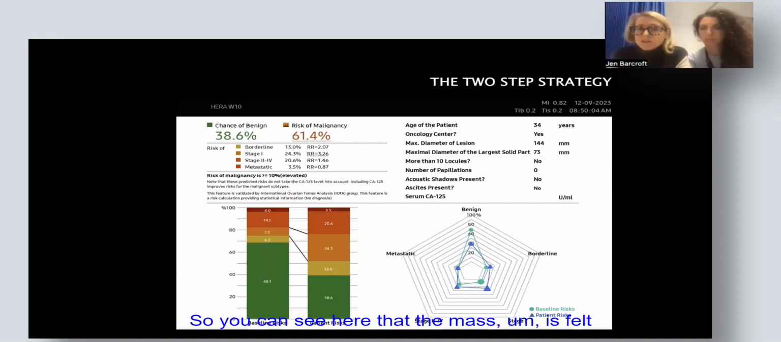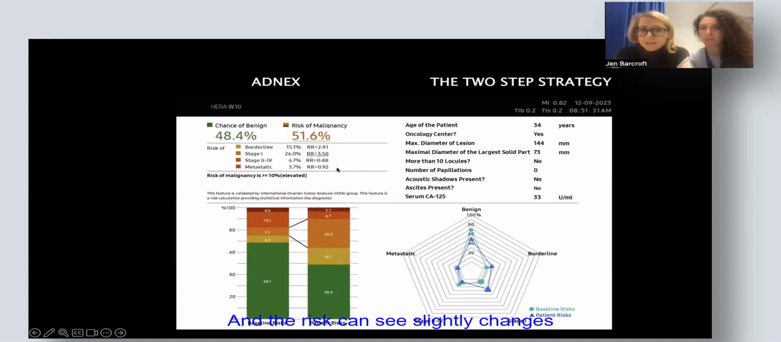a cancer. So you can see here that the mass is felt to be a malignant mass with a risk of malignancy of 61%. And if we add in the CA125, you can see it gives us some information about the relative risk. And in this case, the most likely diagnosis is of a stage 1 malignancy. And the risk of malignancy slightly changes with the addition of the CA125, which in this case was 33.